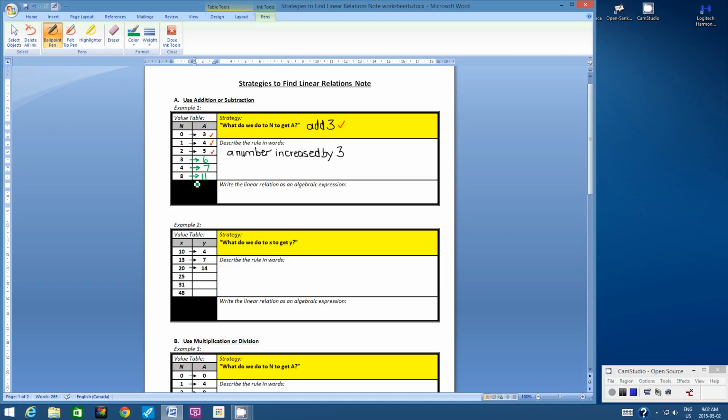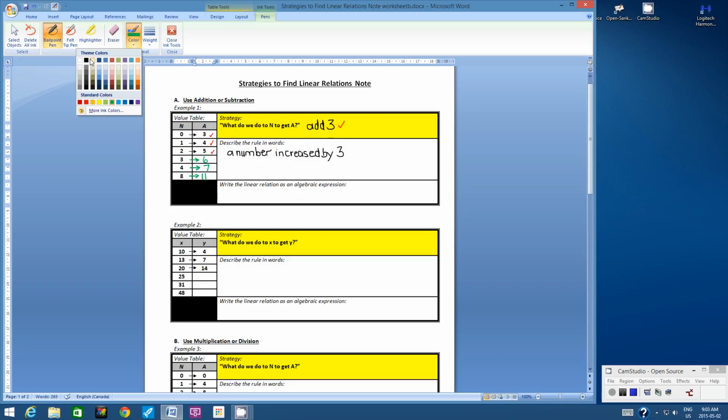Now you'll notice that at no time did I look for the pattern downwards. Sometimes when you look at patterns going down, it all relies on the pattern in this column. In this column we've gone up by 1. We start at 0, 1, 2, 3, 4. But then if I break the pattern and jump up to 8, that's going to break the pattern in this column. So that's why we always have to look across. We always have to ask ourselves this question in yellow: what do we do to N to get A? I want you to get rid of that old strategy of looking at the pattern between these numbers.